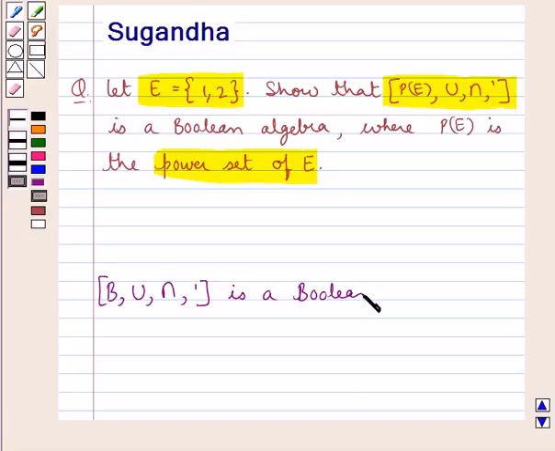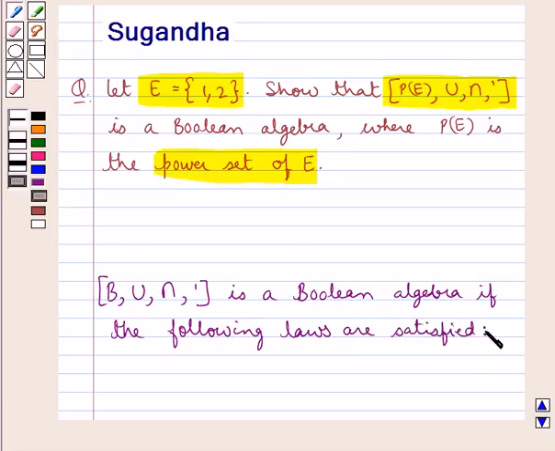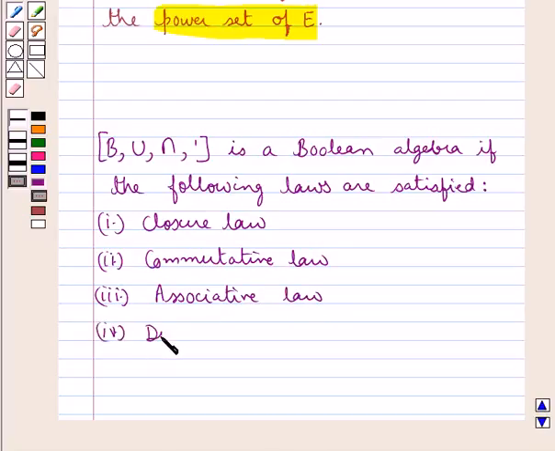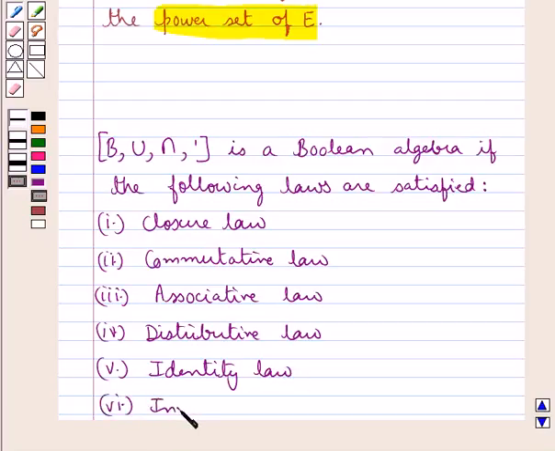A system consisting of the set B with operations union, intersection, complement is a Boolean algebra if the following laws are satisfied. The first law is the closure law. Then we have the commutative law. Then next is the associative law. Then we have the distributive law. Then identity law, and next we have the inverse law.